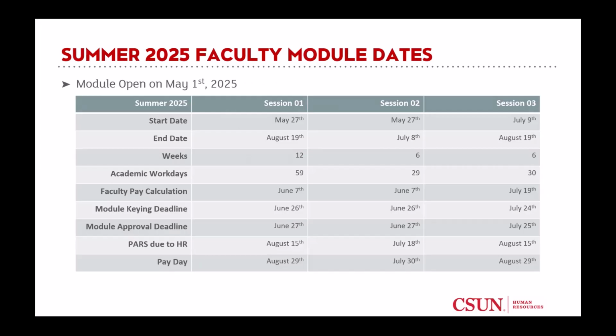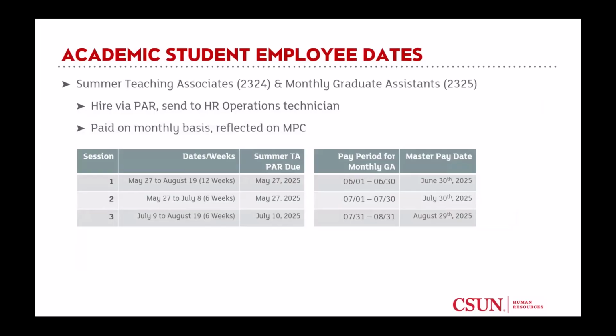For summer teaching associates, the 23, 24 job code, and monthly graduate assistants, the 23, 25 job code, those are hired via PAR, not through the summer module. We ask that you send it via PAR because we're able to capture the hire and the separation at the same time and make sure they're not overpaid. You send it to your operations technician, and then we'll process it. This is paid on a monthly basis, reflected on MPC, as opposed to summer faculty, which is paid in one lump sum at the end of the course.